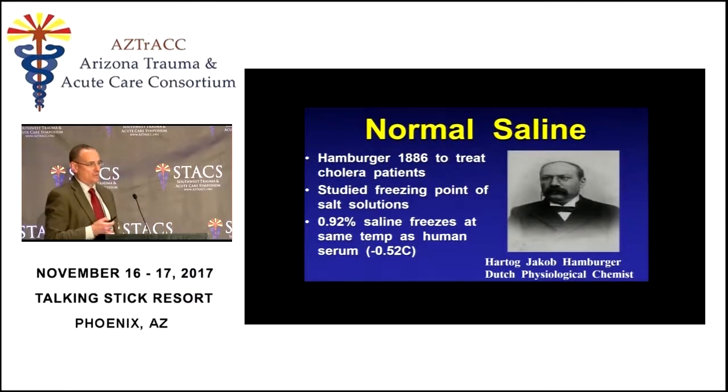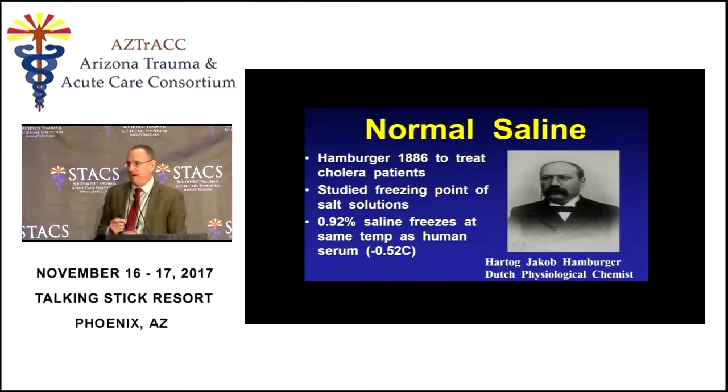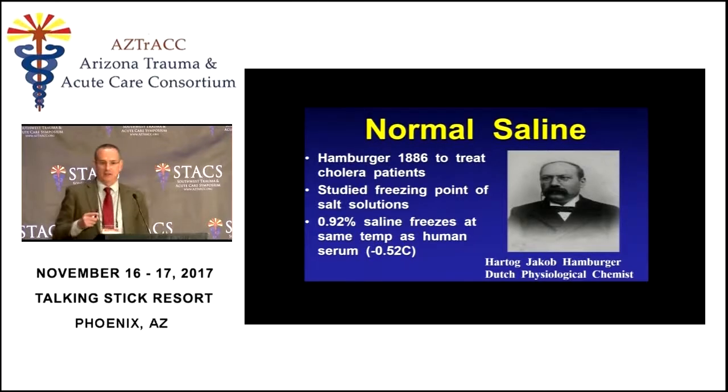Okay, what about the normal saline? The normal saline came from this guy, Hartog Jacob Hamburger. Hartog Jacob Hamburger was a Dutch physiologist, and he says the ideal fluid is the one with the same freezing point as human serum. That's the one. So he tries all these different sodium chloride concentrations, and he finds out that 0.92% saline has the same freezing point as human serum. That's the fluid. There's no data other than that, and that's why we're still using it today.